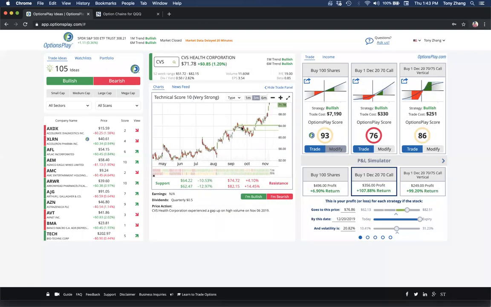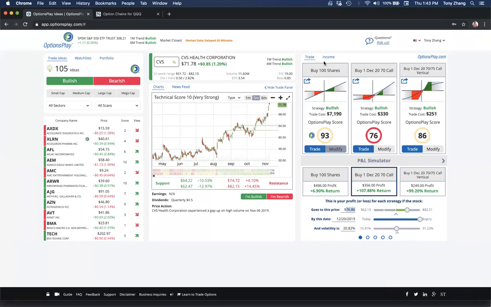CVS, this is one of the trades that we are in. I will say CVS is a little bit overbought here. I'm concerned about getting in long here. And if you're going to go long here, I would highly recommend you consider using a debit spread, because I think you have a high chance of this stock pulling back in the short term.